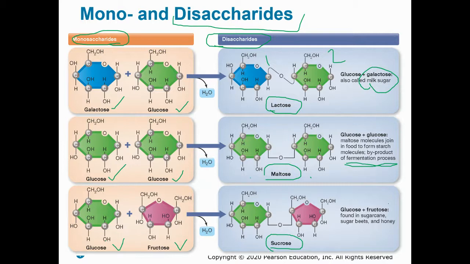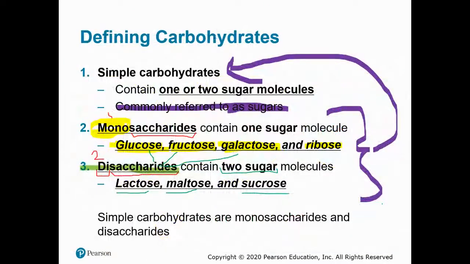So sucrose we find in sugarcane, sugar beets, and honey. And again, a lot of our fruits. I don't know why that doesn't say that.